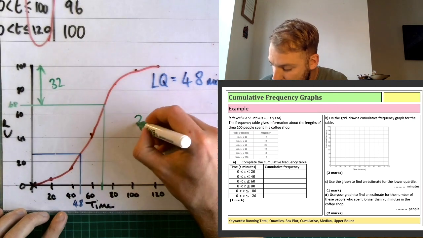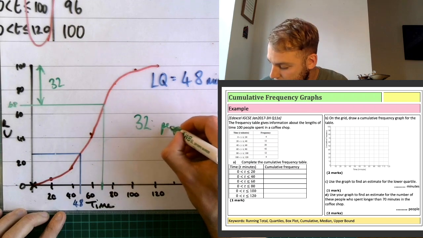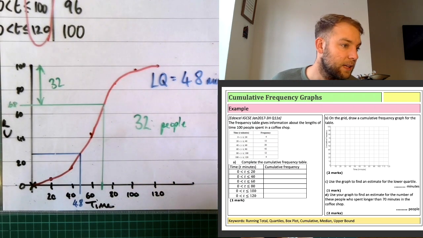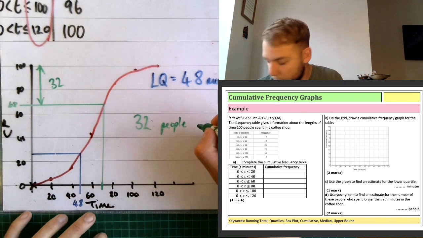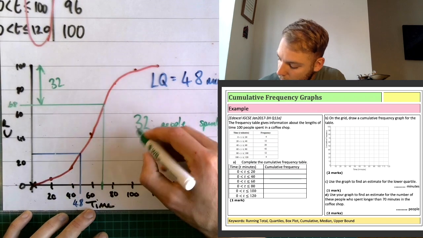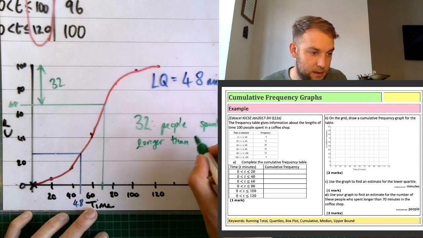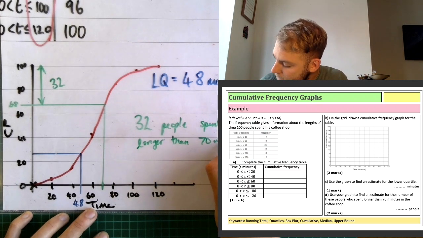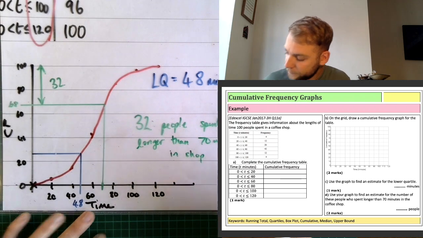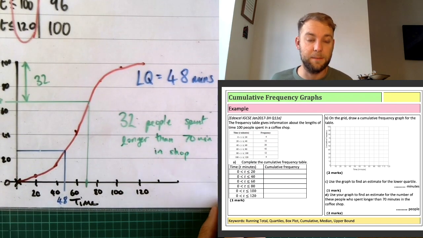So there are 32 people who have longer than 70 minutes. 32 people who spent longer than 70 minutes in the shop. Brilliant. Okay, 32 people spent longer than 70 minutes in the shop.